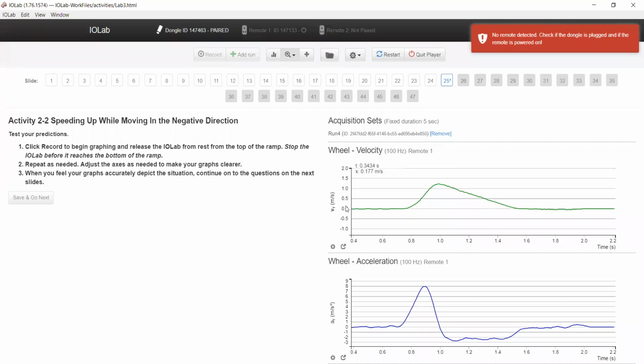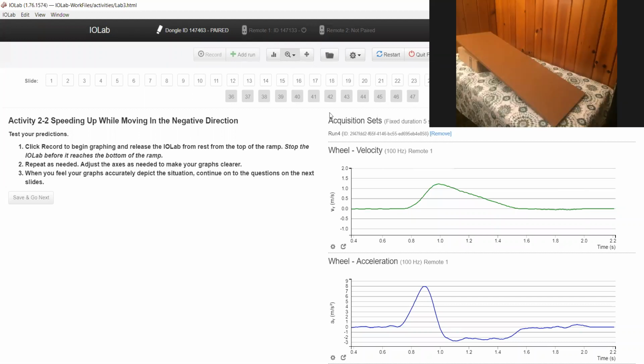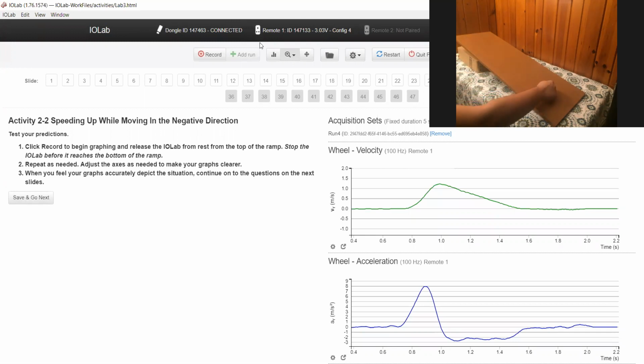Now we are going to do the real experiment: speeding up in negative direction. That's our ramp, and the remote, again we have to turn it on. We have to speed up in the negative direction, so we have to make this the negative direction. Double wheel to single wheel is the positive direction, so we'll be pointing it up, and this is negative. We'll be speeding up in the negative direction. So we'll keep it here.